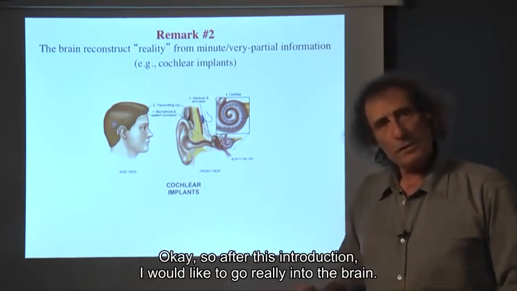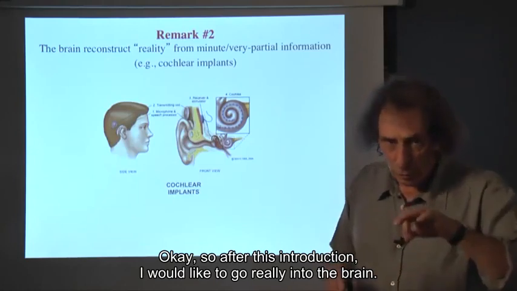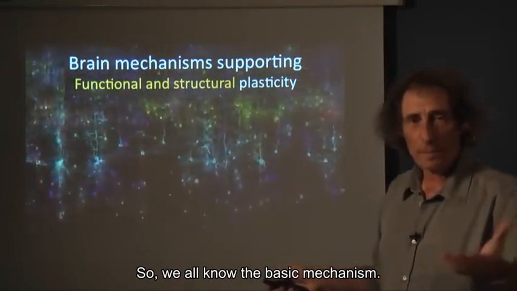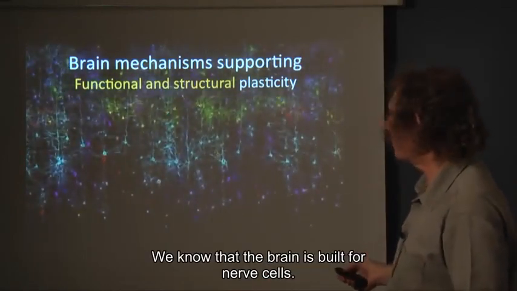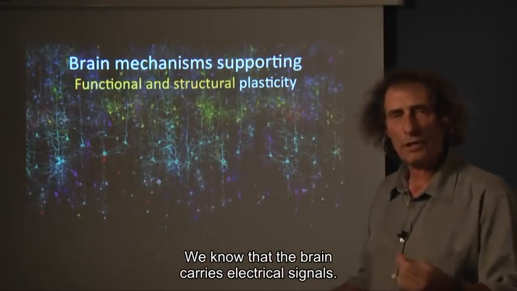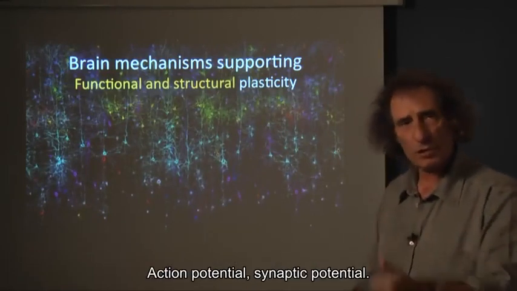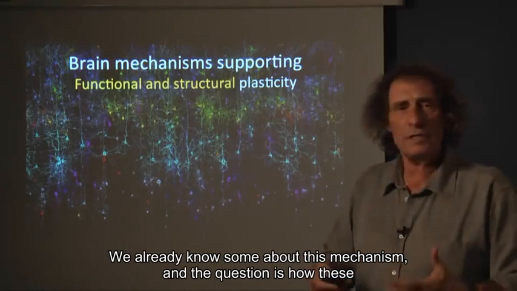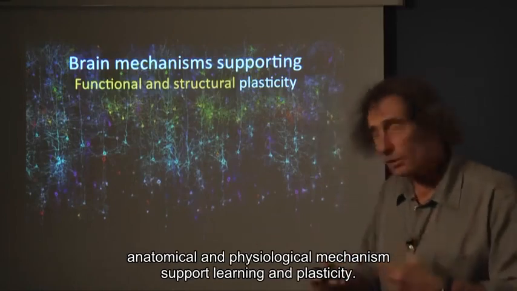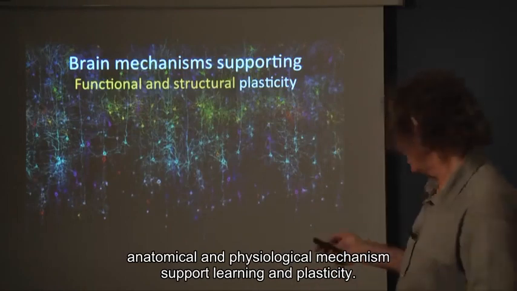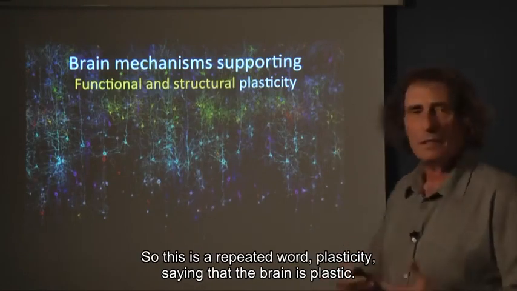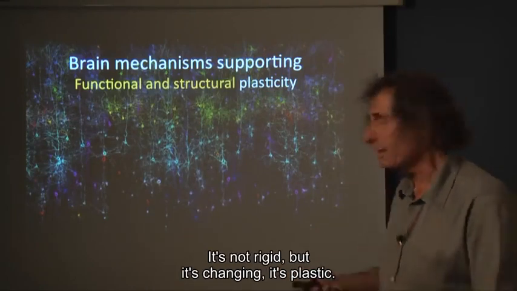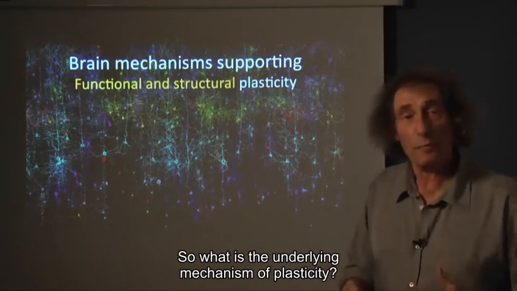Okay, so after this introduction, I would like to go really into the brain, into the mechanism of the brain. We all know the basic mechanism. We know that the brain is built from nerve cells. We know that the brain carries electrical signals, action potentials, synaptic potentials. We already know some about this mechanism, and the question is how these anatomical and physiological mechanisms support learning and plasticity. So this is a repeated word, plasticity, saying that the brain is plastic. It's not rigid, but it's changing. It's plastic. So what is the underlying mechanism of plasticity?